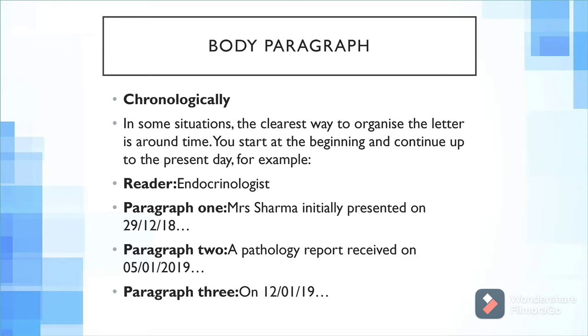So you will start with paragraph 1, like Mrs. Sharma initially presented on, or you can go like on 29/12/18, Mrs. Sharma presented initially with. The second paragraph will start with the pathology report received on this date, anything related to it. On the third paragraph, you'll go like on 12, or you can go like today. The third paragraph will be about what's happening right now between you and the patient, what her current diagnosis and current situation are. And the first two paragraphs will cover the past, any presentations related to this diagnosis.